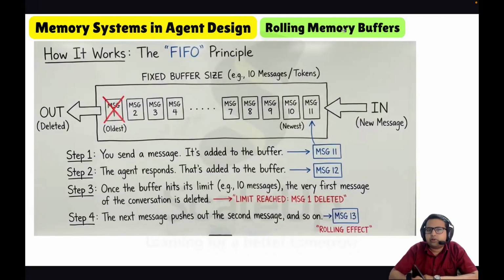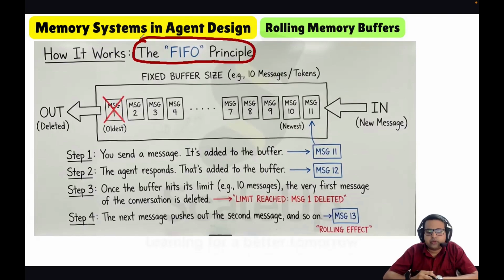In order to understand the working of rolling memory buffers, we have to consider the FIFO principle. FIFO is first in, first out. The idea is that whoever gets into the context window first will be the first to be thrown out. So let us understand it with an example.